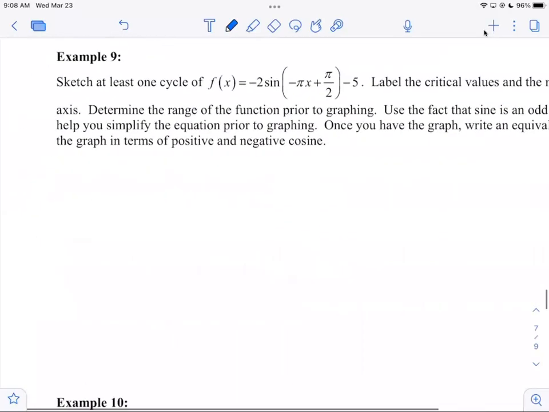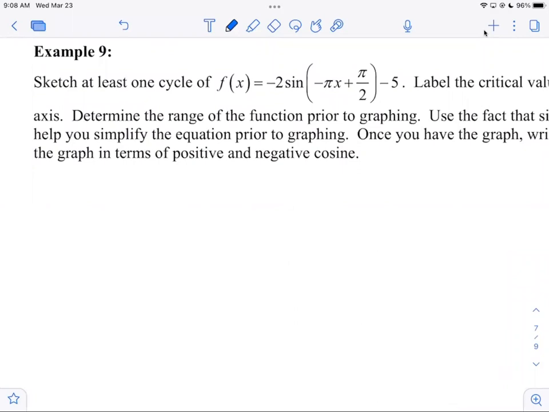All right, so what we're trying to do here is sketch at least one full cycle of a full-fledged sinusoid. And a sinusoid, remember, is just a wave function. It's either a graph of sine or cosine. And I always want you to graph at least one negative critical value. So this is going to be kind of a spicy one, but I'll talk you through it. Okay, so let's do it.